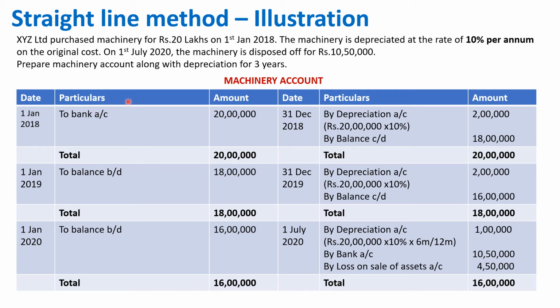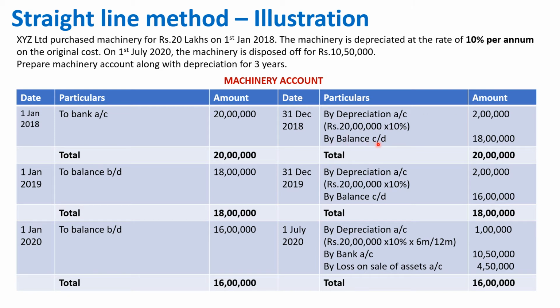So here, if you see, on 1st January 2018, the machinery account is debited to bank for 20 lakh rupees, because this is what the company has paid to the vendor to get the machinery into the business. And on 31st December 2018, there is a depreciation of 2 lakh rupees. So how is 2 lakh calculated? 20 lakh rupees is the original cost of the asset, multiplied with 10%, that is the depreciation amount. So the depreciation amount is 2 lakh rupees.